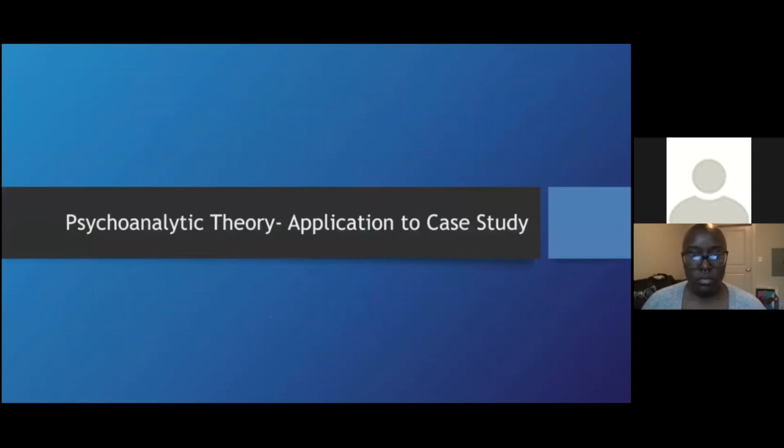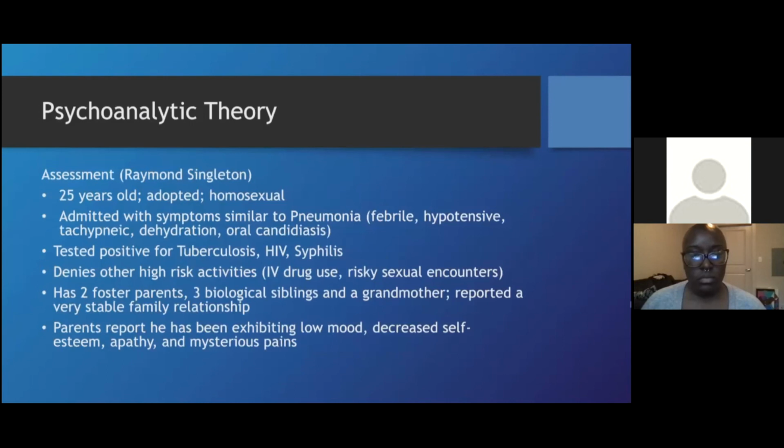Application to the case study: things that a psychoanalyst would be interested in. Raymond is 25. He is adopted and he is homosexual. He was admitted with symptoms similar to pneumonia. He's febrile, hypertensive, tachypneic, dehydrated, and has oral candidiasis. He tested positive for tuberculosis, HIV, and syphilis. He denies other high risk activities, IV drug use, and risky sexual encounters.